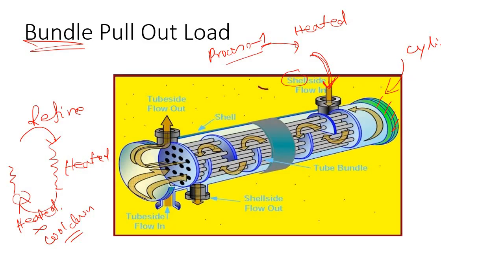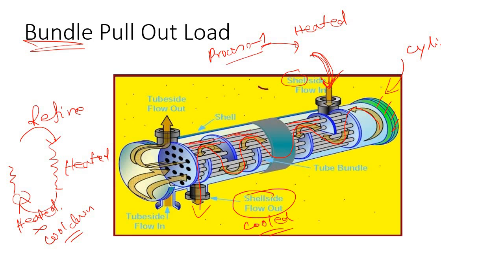So once it is within this shell, what will happen? It will exchange its heat with the cool liquid that is already within this tube, right? So you have put your heated oil into the shell, and it will pass through this chamber and come out, and when it is out it has already cooled down. And who has taken this heat? The fluid that is within this tube.